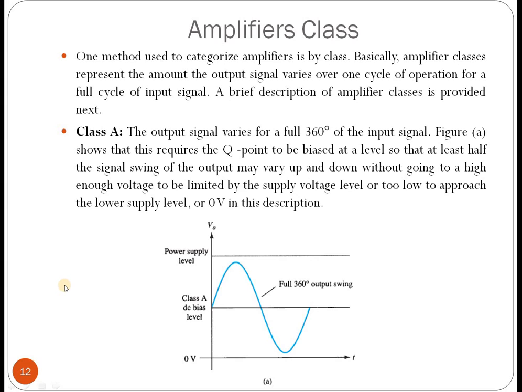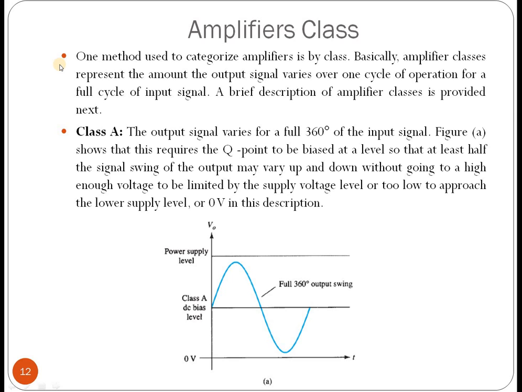Amplifier class is one method to categorize amplifiers, and that is by class. Amplifiers can be categorized in different ways, but one way is by class. And what is this class? The class actually represents how the output signal varies over one cycle of operation for a fixed input signal. So depending on how the output signal varies, the classes are categorized.